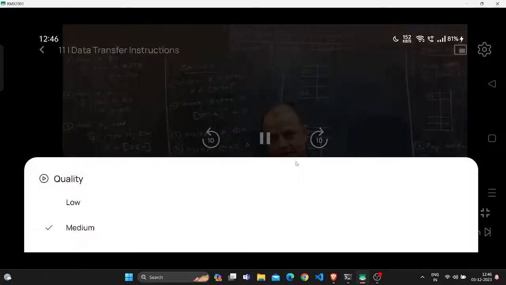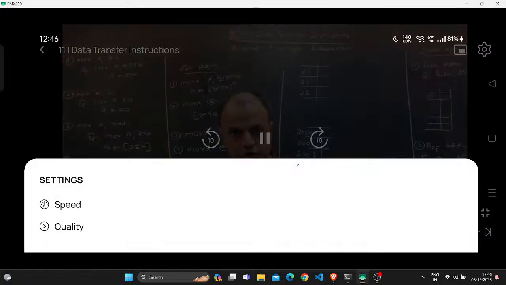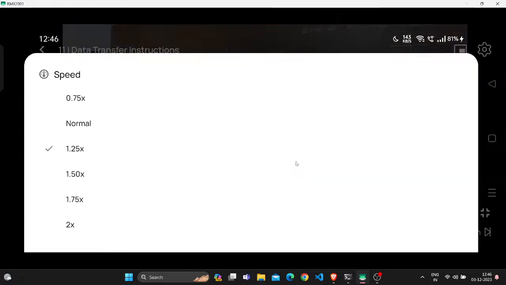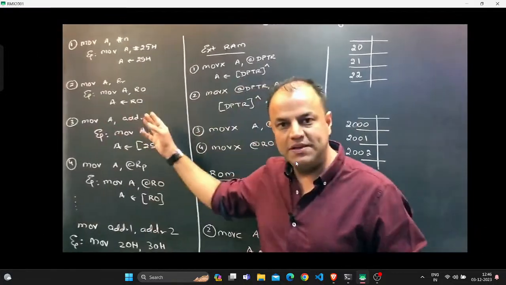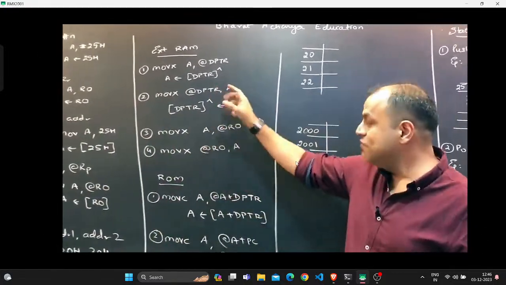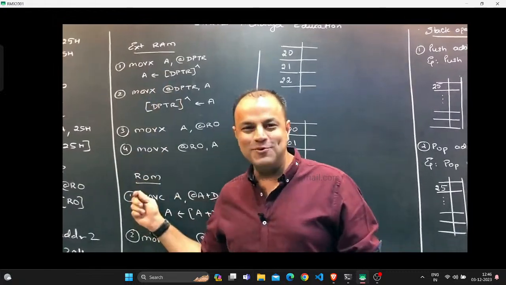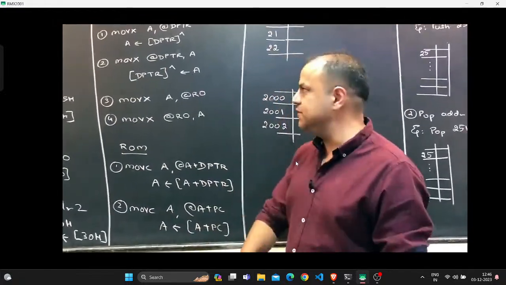So we have done a video on addressing modes. When you learn addressing modes, you know what various addressing modes are. This is immediate addressing, register addressing, direct addressing, indirect addressing. You've seen that. So I'll be teaching you the various move instructions. Then the MoveX and the MoveC types. MoveX are for external RAM and MoveC is for ROM, internal as well as external.